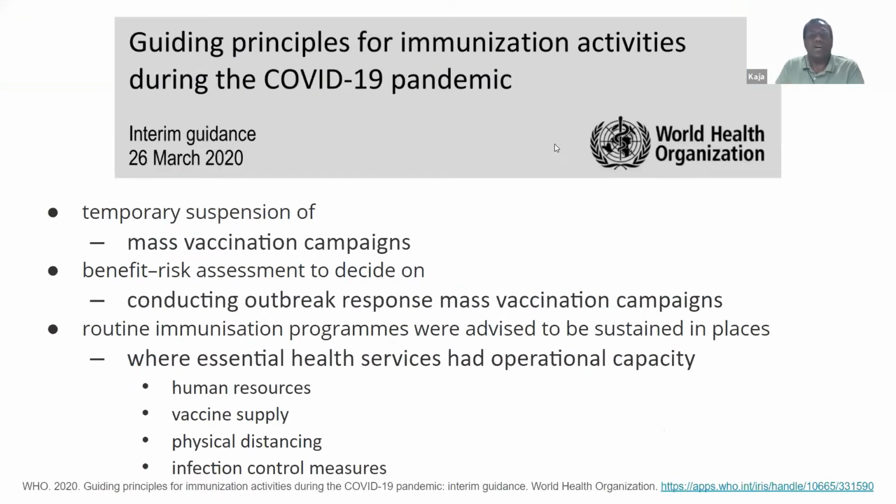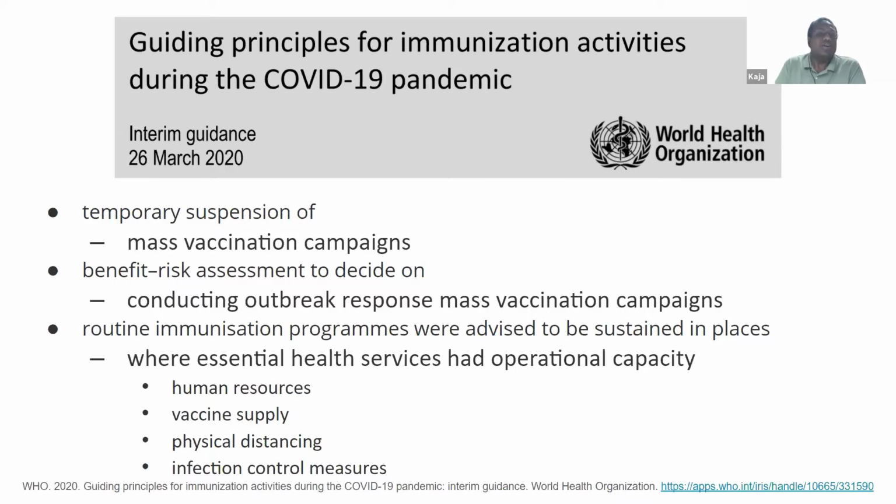Around March 2020, there were deliberations about the potential impact of continuing vaccination programs during the COVID-19 pandemic. Then around late March, WHO came up with guidance recommending temporary suspension of mass vaccination campaigns. During the course of the year, around 60 vaccination campaigns were suspended.